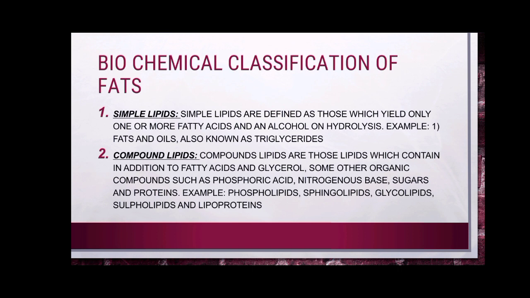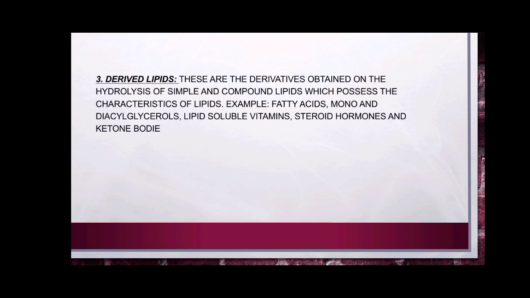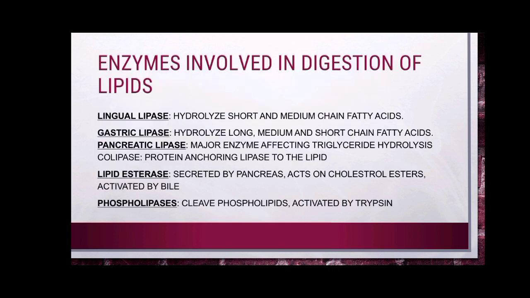Compound lipids are those lipids which contain, in addition to fatty acid and glycerol, some other organic compounds such as phosphoric acid, nitrogen base, sugars and protein. Its examples are phospholipids, sphingolipids, glycolipids, and lipoproteins. The last one is derived lipids. These are the derivatives obtained on the hydrolysis of simple and compound lipids, which possess the characteristics of lipids. Its examples are fatty acids, mono and diacylglycerols, lipid-soluble vitamins, steroid hormones, and ketone bodies.